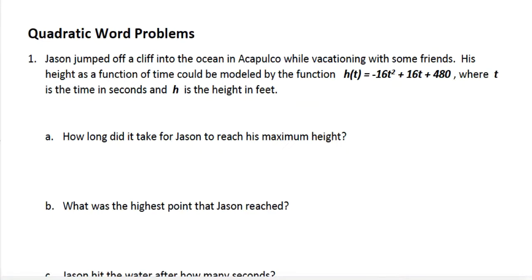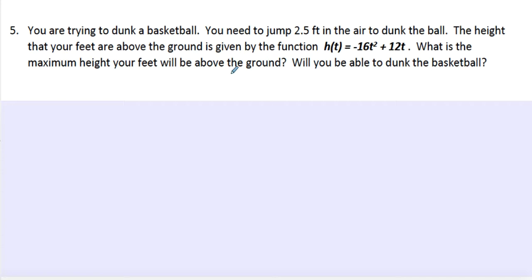I'm going to be going over question number 5 today. So you're trying to dunk a basketball. You need to jump 2.5 feet in the air to dunk the ball. The height that your feet are above the ground is given by the function h of t equals negative 16 t squared plus 12t. So I already know that my initial velocity is 12 and my initial height is 0. That's because I'm jumping from the ground.